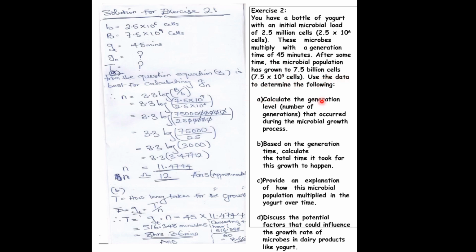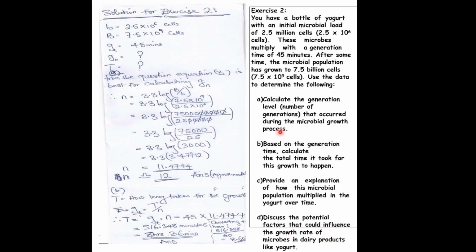A. Calculate the generation level, that is the number of generations that occur during the microbial growth process. B. Based on your generation time, calculate the total time it took for this growth to happen. C. Provide an explanation of how this microbial population multiplied in the yogurt over time. D. Discuss the potential factors that could influence the growth rate of microbes in dairy products like yogurt.